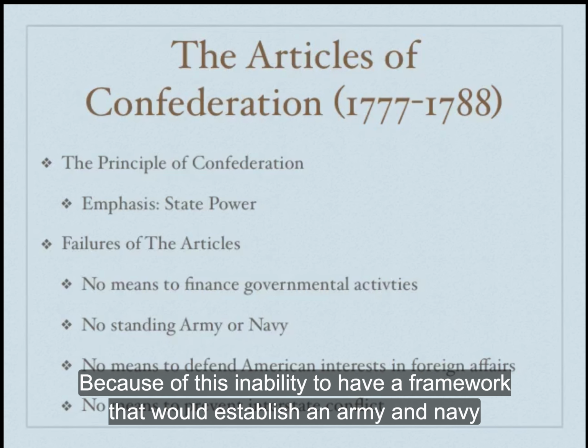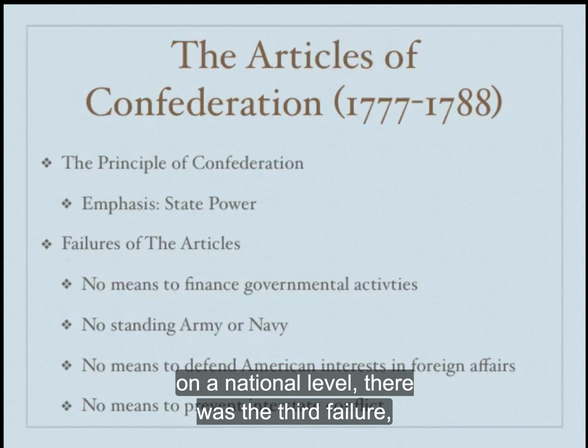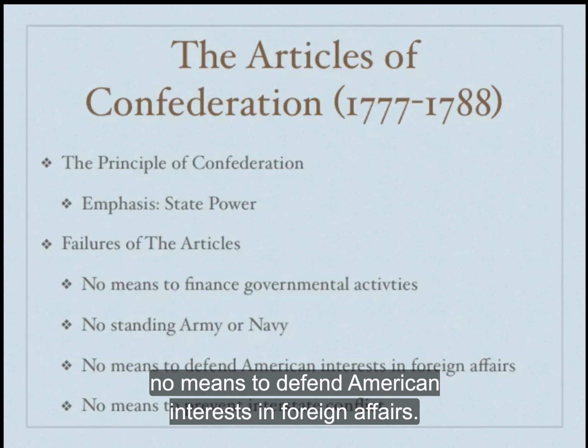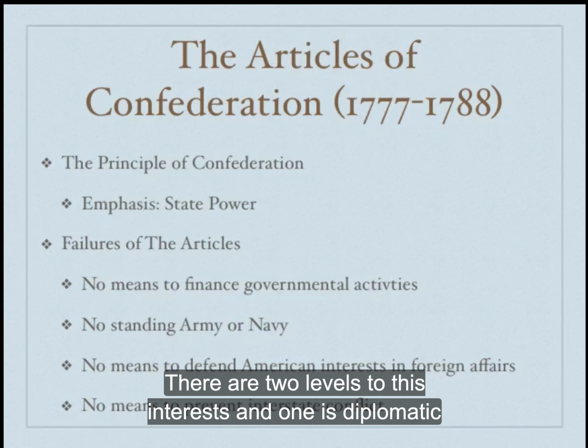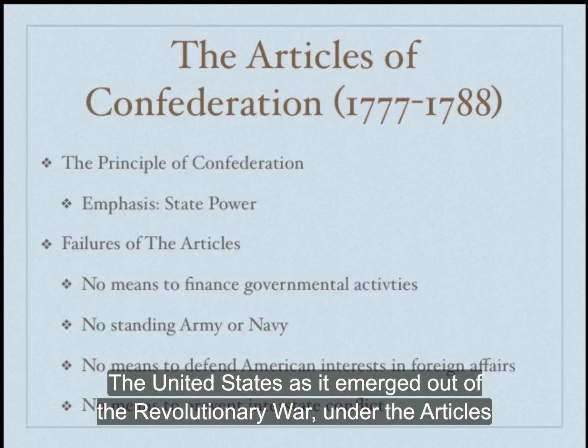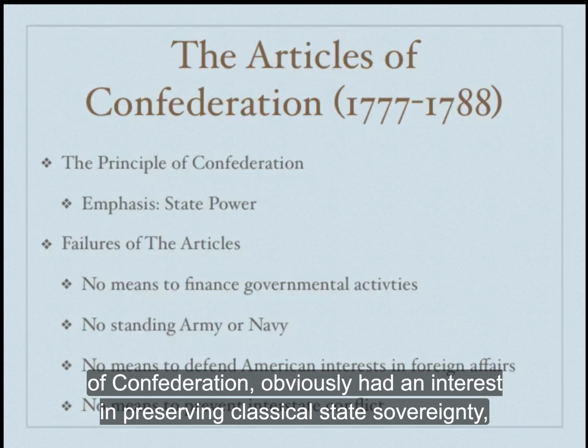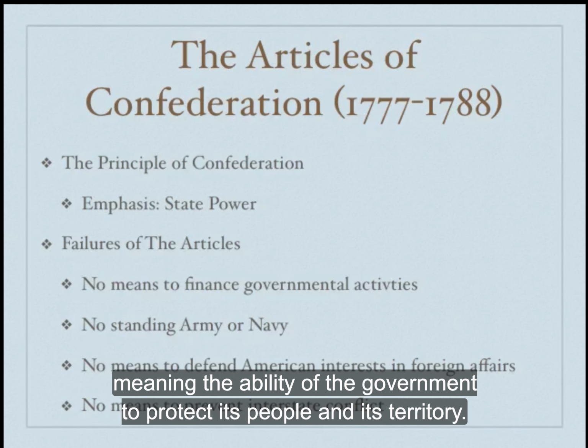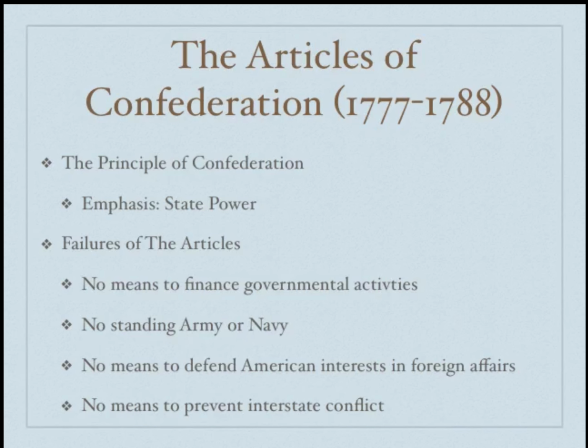Because of this inability to have a framework that would establish an army and navy on a national level, there was the third failure: no means to defend American interests in foreign affairs. There are two levels to these interests: one is diplomatic, and the other, of course, is by force. The United States, as it emerged out of the Revolutionary War under the Articles of Confederation, obviously had an interest in preserving classical state sovereignty, meaning the ability of the government to protect its people and its territory.